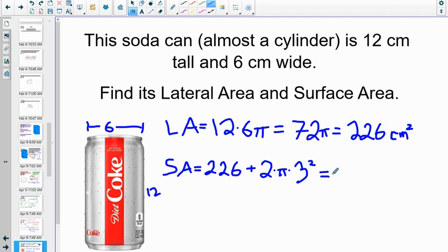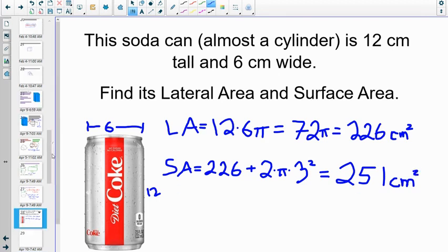Whoops. Sorry about the delay. I plugged something in wrong on my calculator. I think that looks right. I got about 251, well, about 251.3. So I'll just call that about 251 square centimeters. I think rounding to the nearest square centimeter is pretty appropriate for a problem like this one. So there we go. That's a few examples.